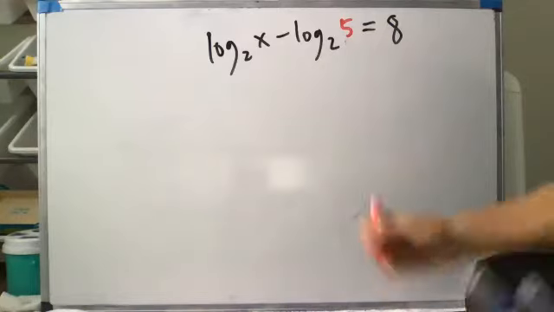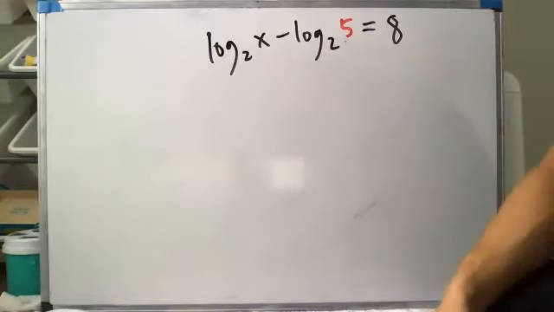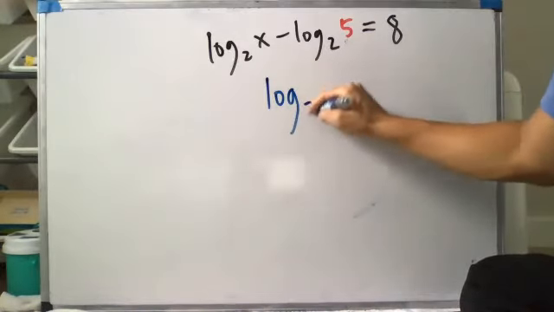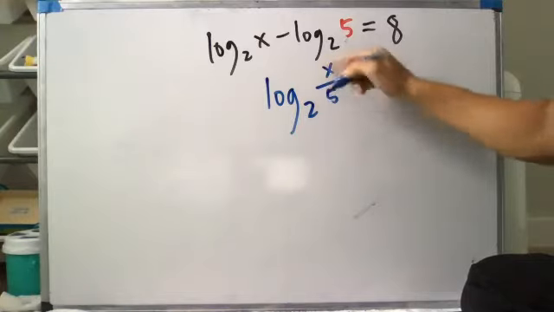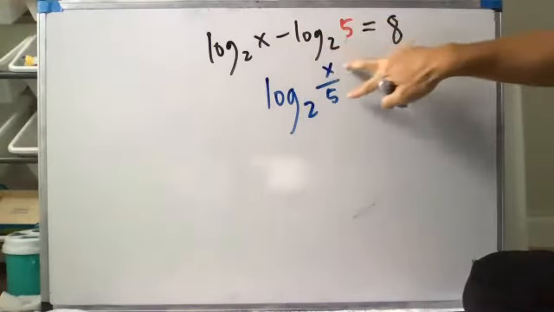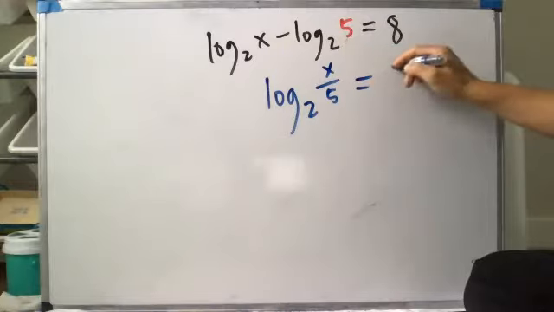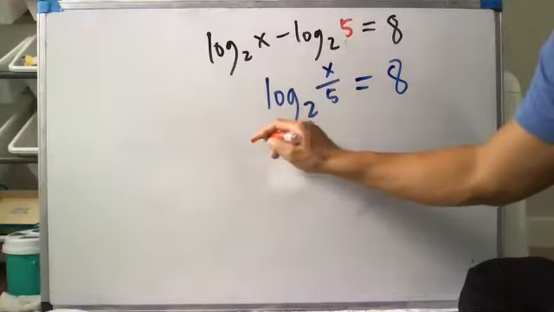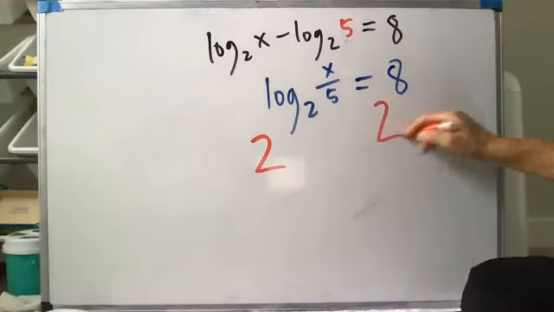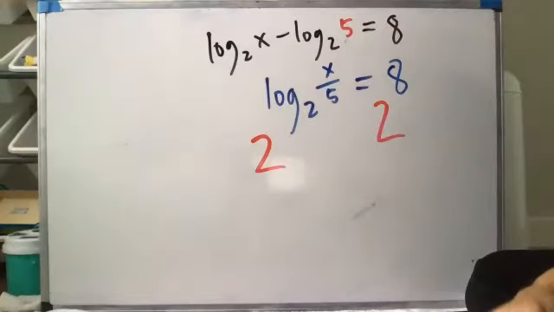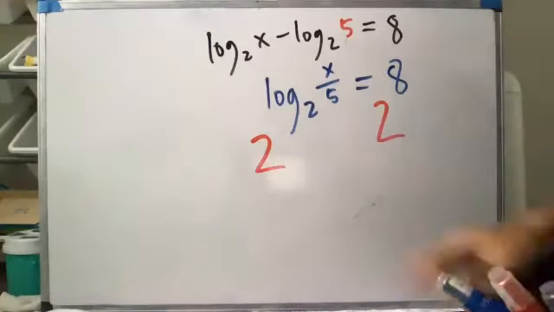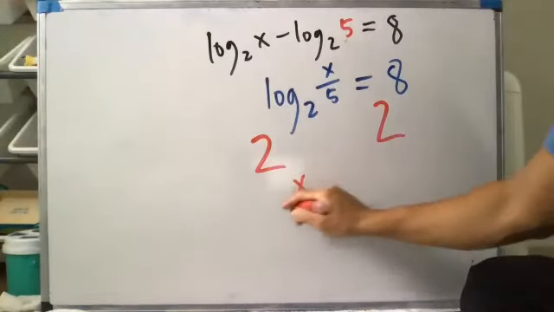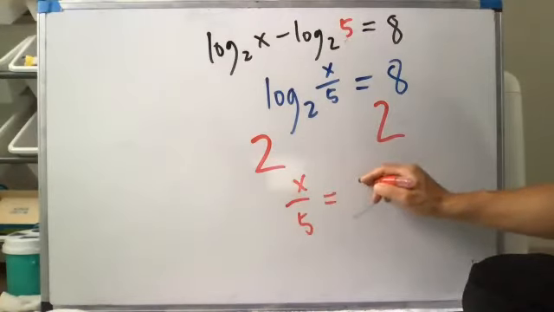So what I'd rather do is just combine to a single log. Let's use blue for that. Using my rules of logs, this is log base 2 of x over 5. Take subtraction between logs and it writes it as a division. So now I can do the same thing as before. I'm going to write it as 2 to this power is equal to 2 to the 8th power. So this is the exponent, that's the exponent. And remember the 2's undo each other here. So this is just going to be x over 5 is equal to 2 to the 8th.